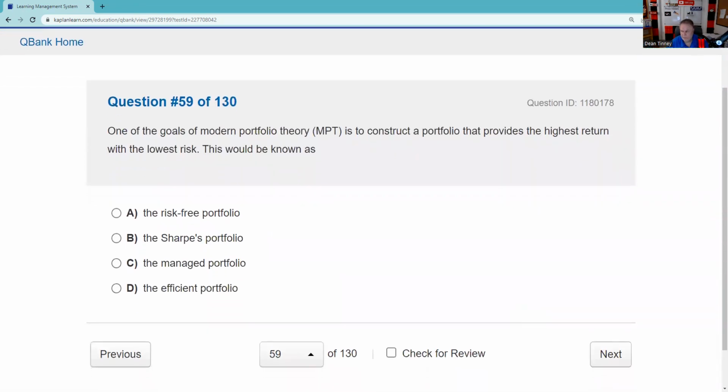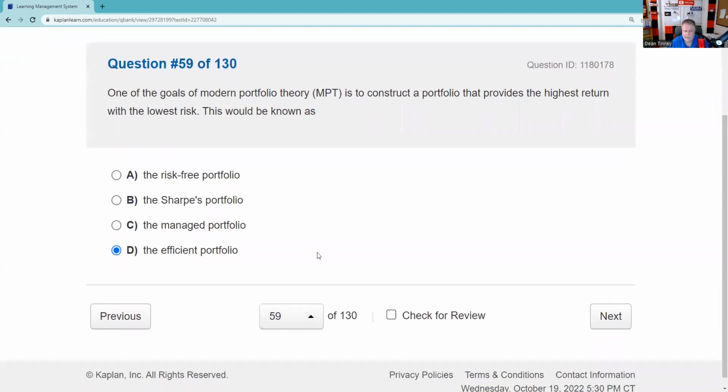One of the goals of modern portfolio theory isn't truth. Theory is just a way of explaining things, and the more a theory can explain, the better that theory is. So modern portfolio theory isn't truth, just a way of explaining things. A constructed portfolio that provides the highest return with the lowest risk is known as the efficient portfolio. The efficient frontier is this portfolio set that would do that. Again, aim and shoot, point and click. Now, the Sharpe ratio compares the return to the risk in a portfolio. The higher the Sharpe ratio, the better. This one is D. So again, mostly inputs and outputs.